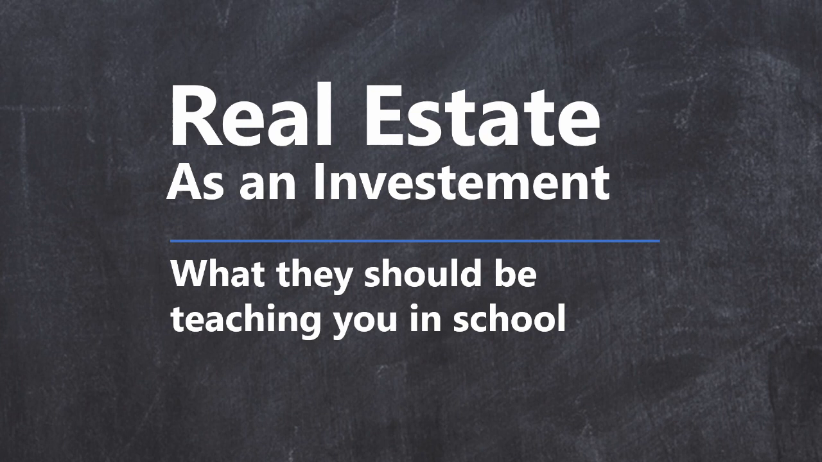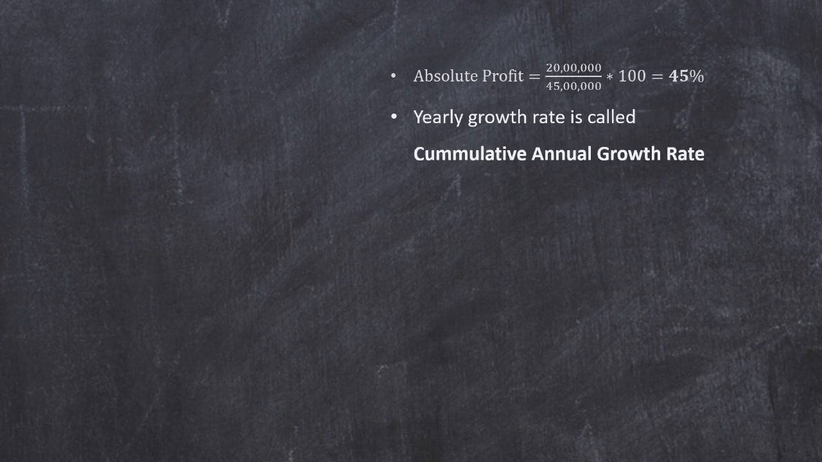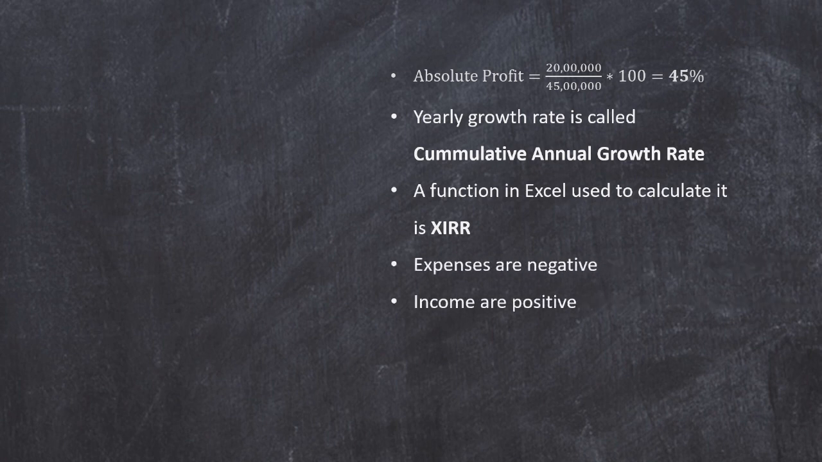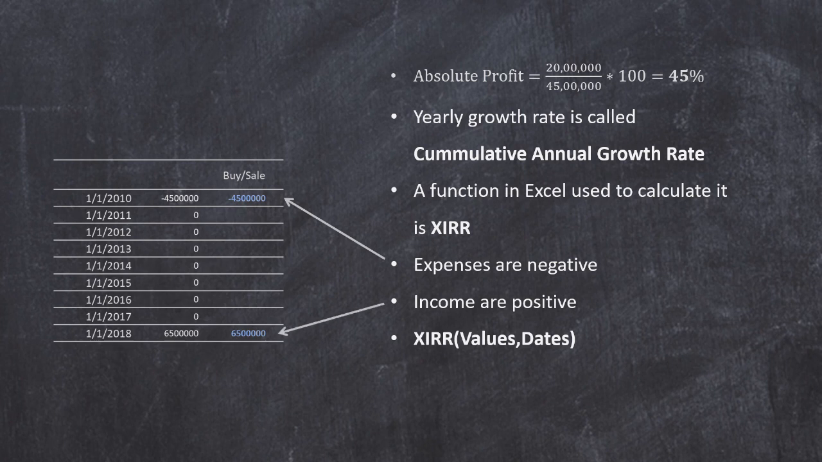First, let's look at the absolute return. That is a profit of 20 lakh for an investment of 45 lakhs. This is a 45% return. But we know that this 45% is over a period of 8 years and not the yearly return. The yearly growth rate is called the compound annual growth rate or the CAGR. It can be calculated using the XIRR formula in Excel. To use this function, enter the expenses as negative and the income as positive, and the XIRR is entered in this format. We apply the XIRR formula to our case with expenses as negative and income as positive, and we see that the CAGR is 4.7%.